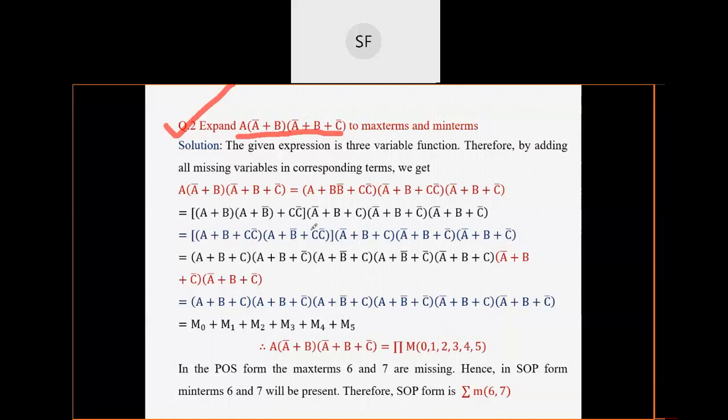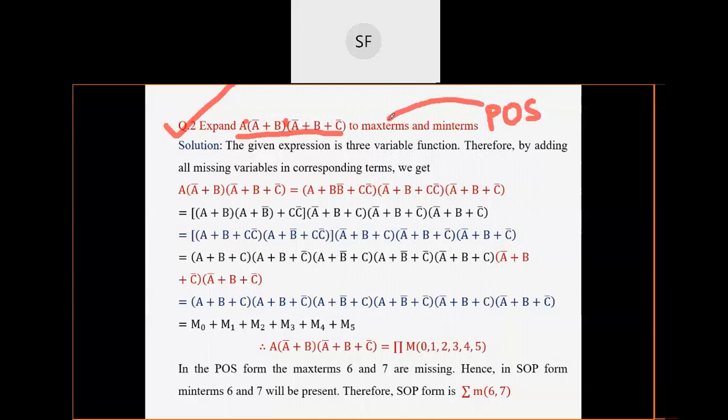Anyone? POS. Right. So you have to just observe that between two terms there is a product. Here also it is a product. So this representation is nothing but POS. So if your function is represented in POS, then which term should you find first?